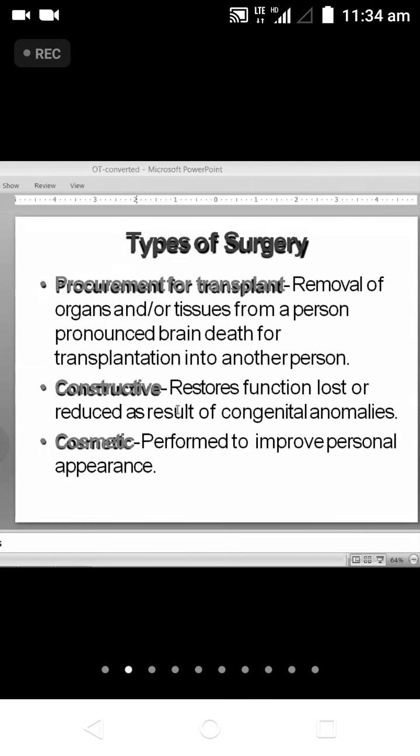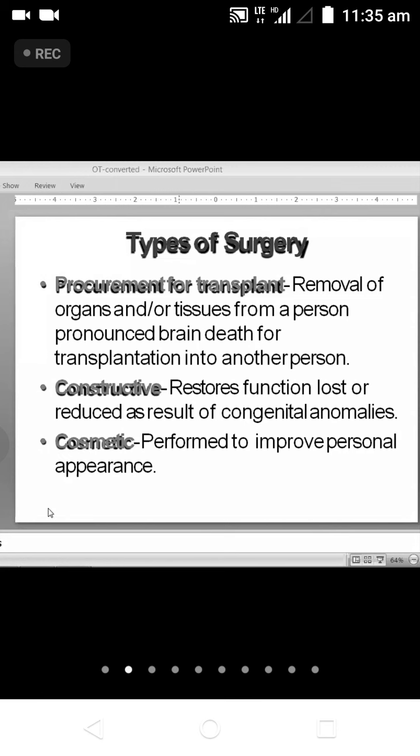Next is constructive surgery. Constructive surgery is somewhat the same as reconstructive surgery. It restores the function lost or reduced as a result of congenital anomalies. Example: the person has congenital anomalies, and you are doing a surgery to maintain the function of that particular part. That is constructive surgery. And the last one is cosmetic surgery.